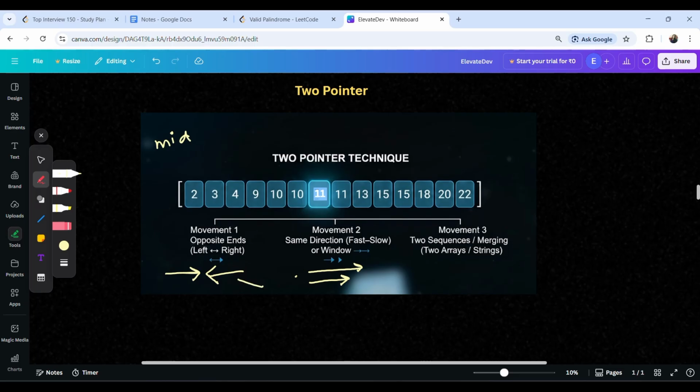In both of these cases there is just going to be one array. But the third scenario is when you are given two arrays or two linked lists, and you are going to be moving in a parallel fashion. Then you are going to use two pointers.